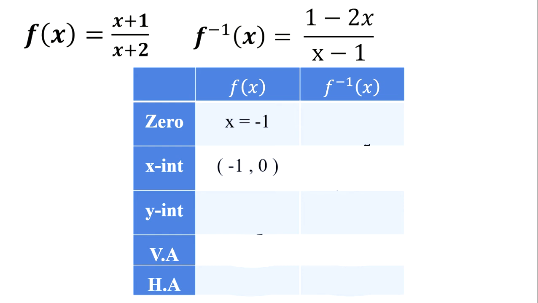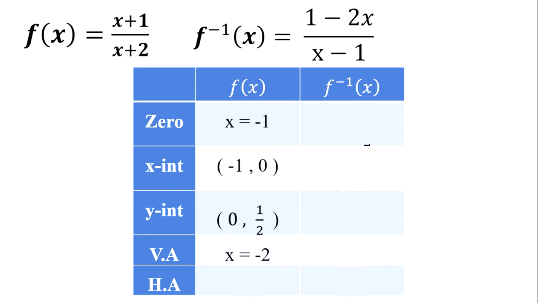And then for the y-intercept, we let x be equal to 0. So (0 plus 1) over (0 plus 2). That's 1 half. (0, 1 half). And then for the vertical asymptote, again, look at the denominator. So x plus 2 equate it to 0. So the vertical asymptote here is x is equal to negative 2.